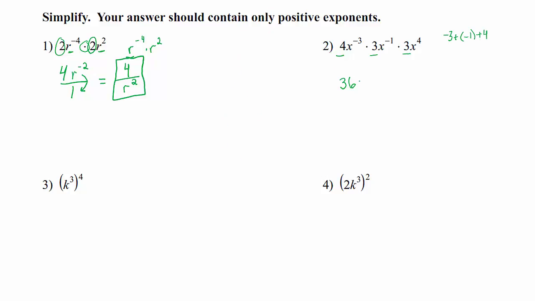So if this is 36x to the 0, there's a rule for anything to the 0 power that says that that's equal to 1. So what I really have here is 36 times 1, which is simply 36. Anytime in these problems, if we have a variable or a number to the 0 power, we can basically just make it go away and say that it's 1.